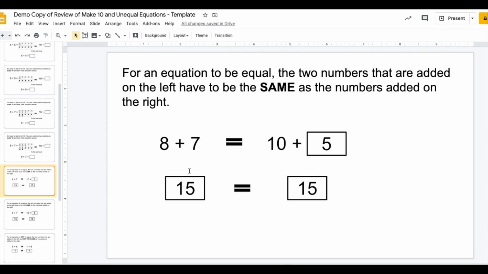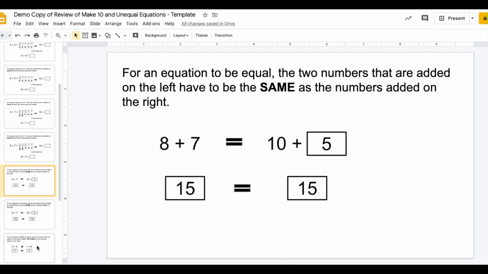Now, this is something I always do for myself. To truly see if this side, the two numbers that we're adding on the left, is equal to the numbers that we're adding on the right, I actually add them. And I actually write down what that answer is. So 8 plus 7, and use whatever strategy works best for you. I often think in doubles. 8 plus 8 is 16, minus 1 is 15. Here, 10 plus 5. I find it very easy to count on from 10 is 15. So these two equations are equal to each other. And as you know, when they're equal, we use the equal sign, 2 straight lines.